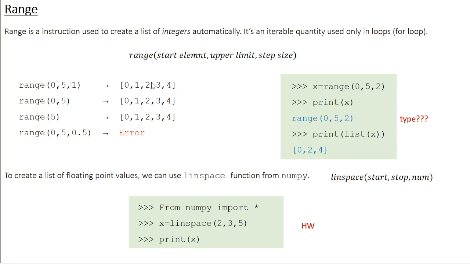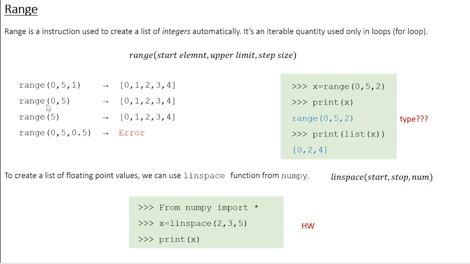If you look at the gap between any two adjacent elements, this is 1, right? That is your step size. If you don't specify the step size, if you say just range 0, 5, the default step size is 1. So once again, you get the same list 0, 1, 2, 3, 4.